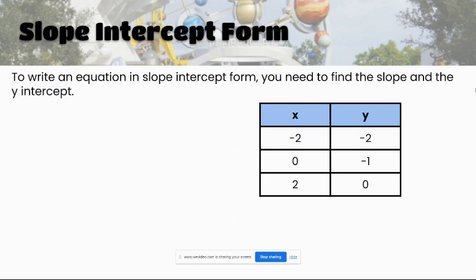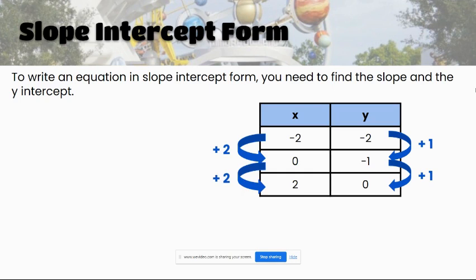I've got a table, so I'm going to do change in y over change in x. So to go from -2 to -1, I add 1. From -1 to 0, I add 1. From -2 to 0, I add 2. And from 0 to 2, I add 2. So change in y over change in x, that would be 1 over 2.